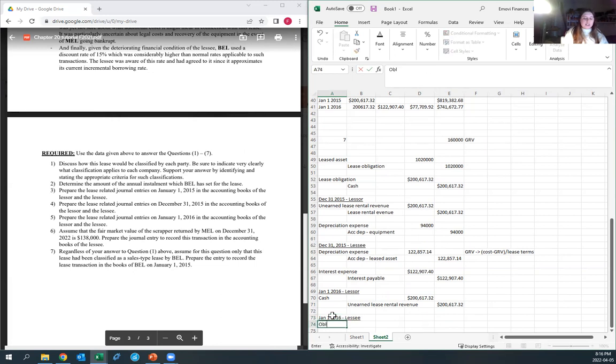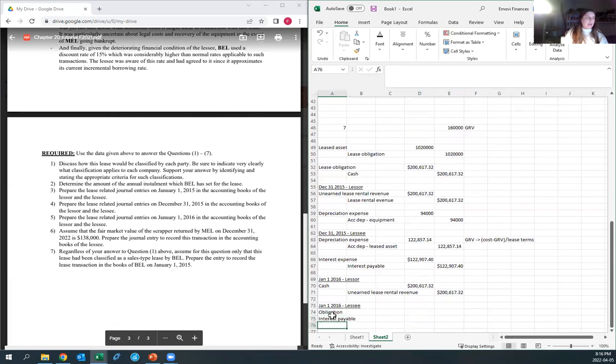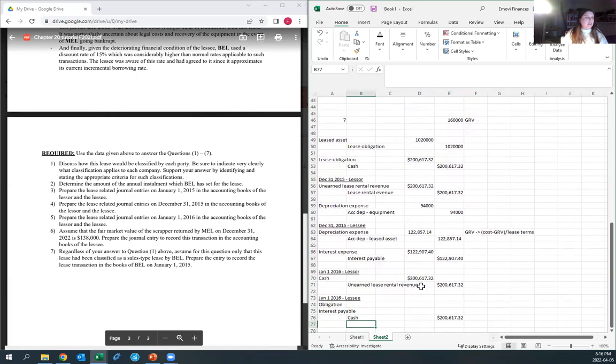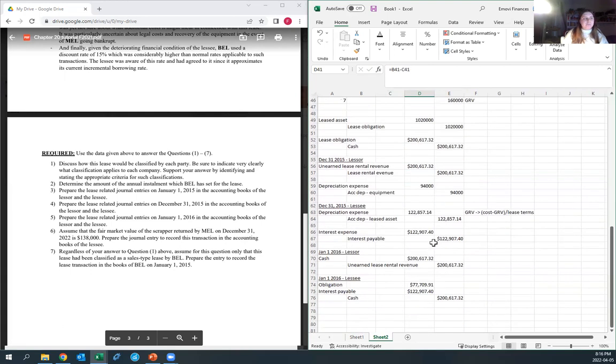they're going to have a reduction in their obligation. They're also going to have a reduction in their interest payable. And they're going to have a cash amount that they pay. The cash amount is the 200,000. The interest payable is the 122,000 that we reported the day before. And the obligation amount is the difference between the two of 77,000, or the amount here that we put in the table.